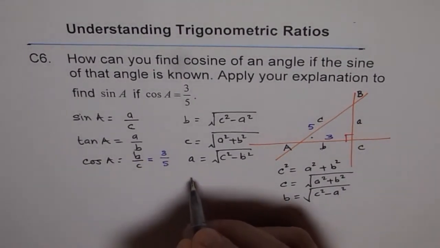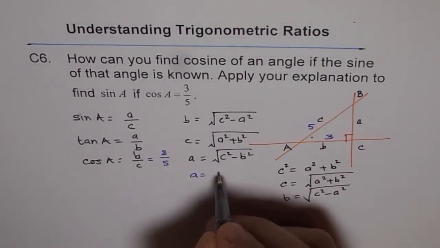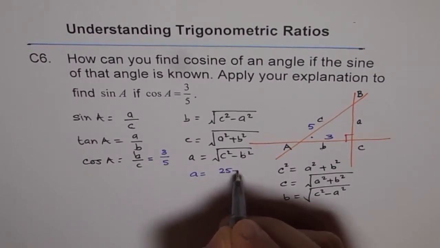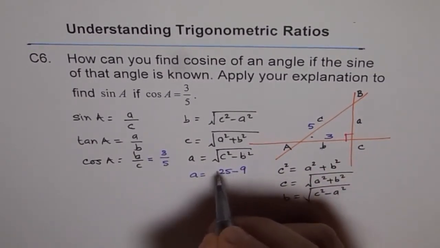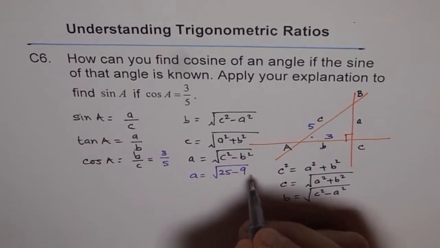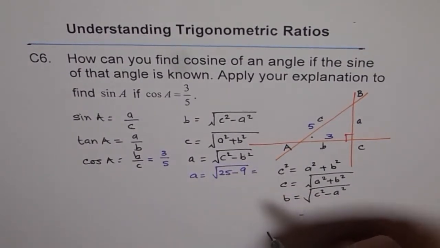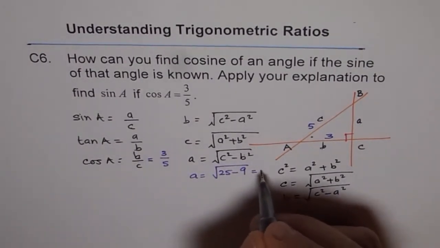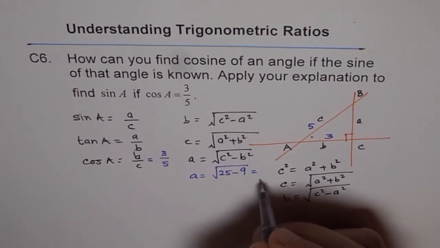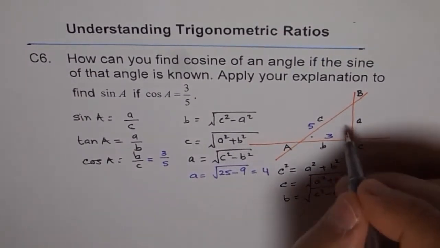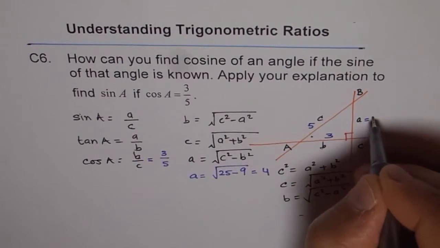So we say, well, A is equals to 5 square, which is 25, minus 3 square, which is 9, square root. And this is 25 minus 9 is 16, and square root of 16 is 4, correct? So that is your answer. So this is 4. We find, well, A should be equal to 4.